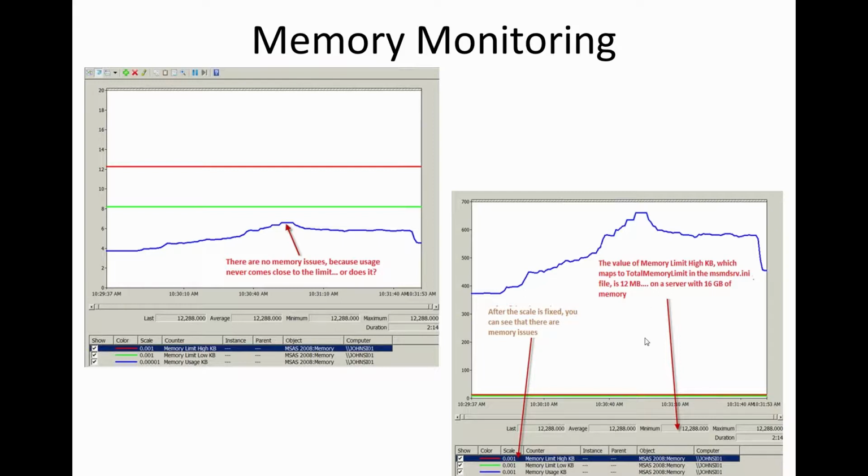The problem is if you look down here at the bottom, you'll notice our memory usage is on a different scale. Once we fix the scale, now we've got some problems. So the value of our high memory limit is only 12 meg, and we're way, way, way, way up here. Significantly higher. So what we need to make sure that we're monitoring is all of our counters, but on the appropriate scale to make sure that we're actually seeing the results that we want to see.